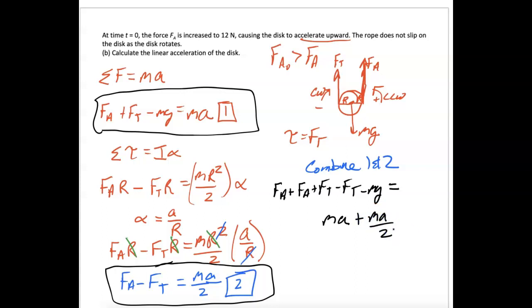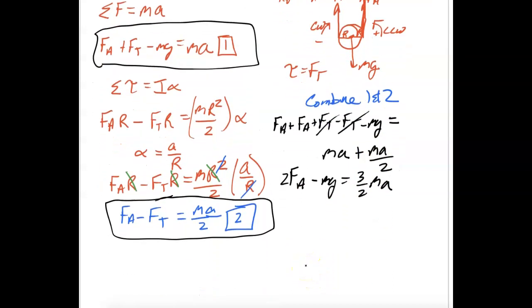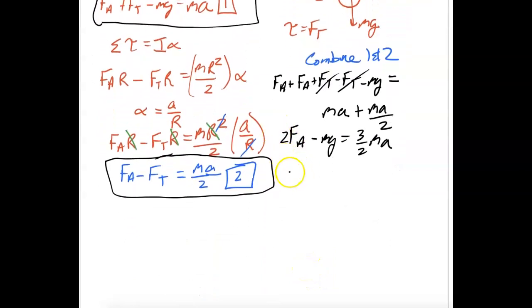Okay, so now we need to go through and combine these. FA plus FA is going to give me 2 times FA. FT minus FT is going to cross off, so this is minus MG. And then MA plus 1/2 MA is going to give me 3/2 MA. At this point, we need to keep moving. So here we're going to go ahead and solve for A.